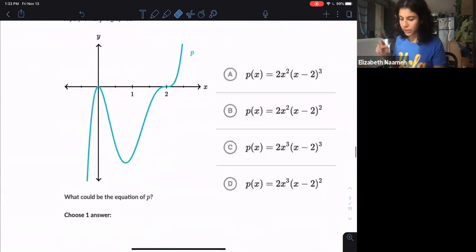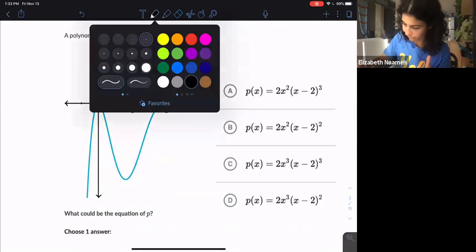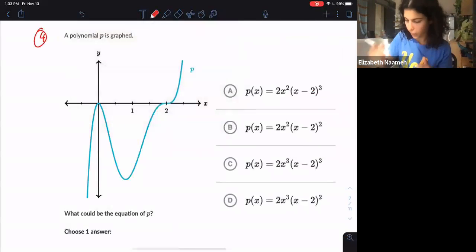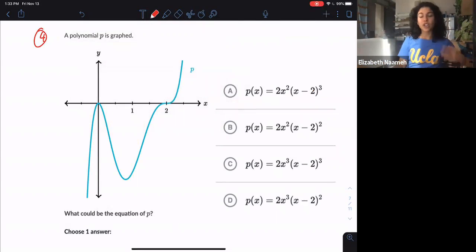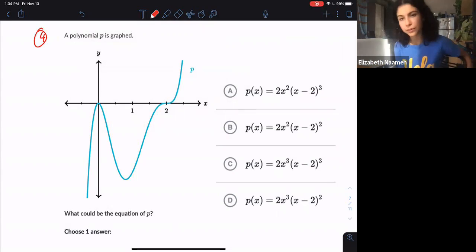All right, I'm going to move on to number 4. So this time they're giving me a graph and they're asking me to identify which of these equations could match it. We've done stuff like this in class. Who wants to volunteer? What's one thing we should start with? So have a look at the graph.